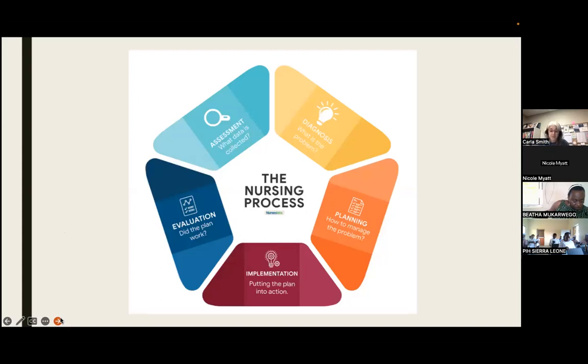There are 5 steps to the nursing process, and they're cyclical or continuous. The 5 steps can be remembered by the acronym of ADPIE, which is assessment, diagnosis, planning, implementation, and evaluation. As we're doing this, we get to that last step, evaluation. Did the plan work? And if the answer is no, we have to go back and start all over again. If the answer is yes, this is great, but we still have to start all over again because we have to keep reassessing our patient to make sure that it is still going to be correct for that patient.